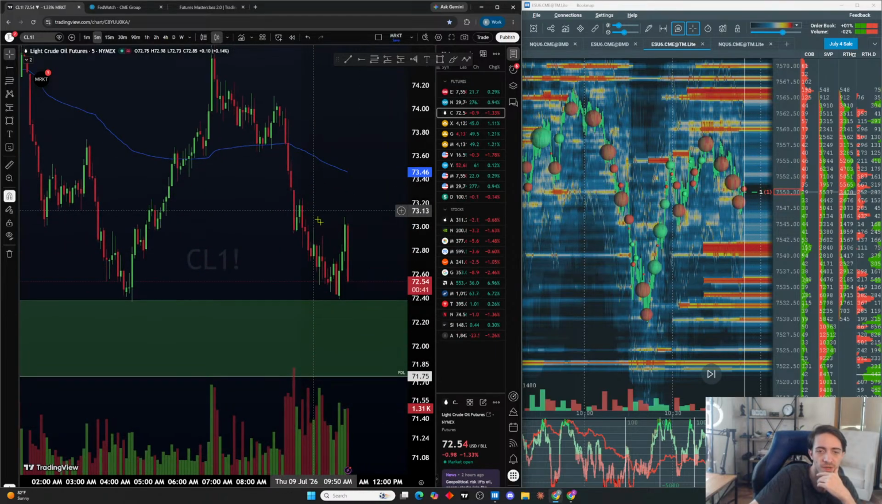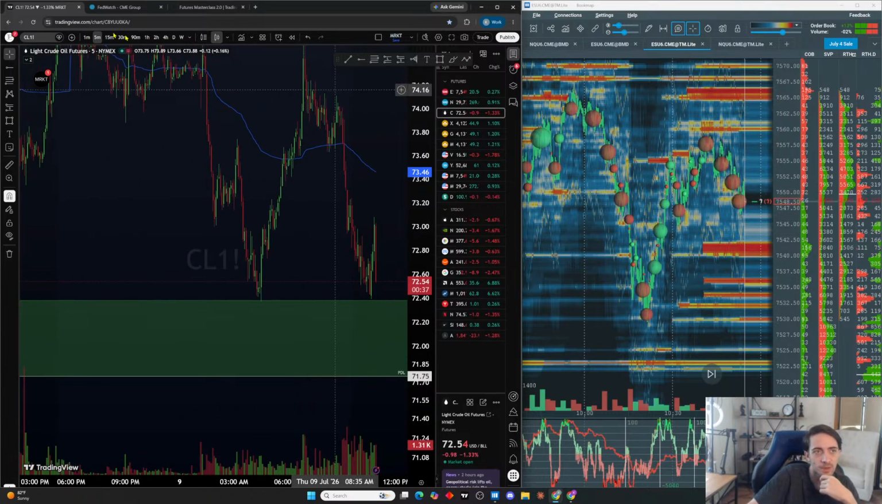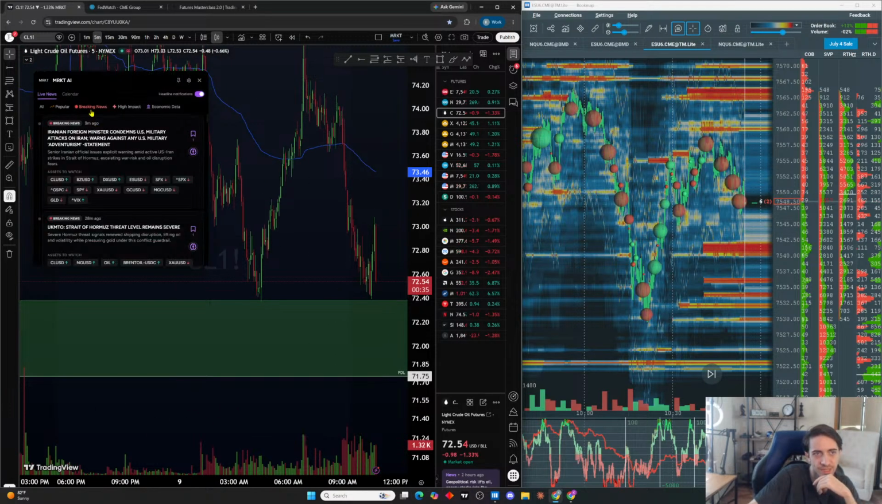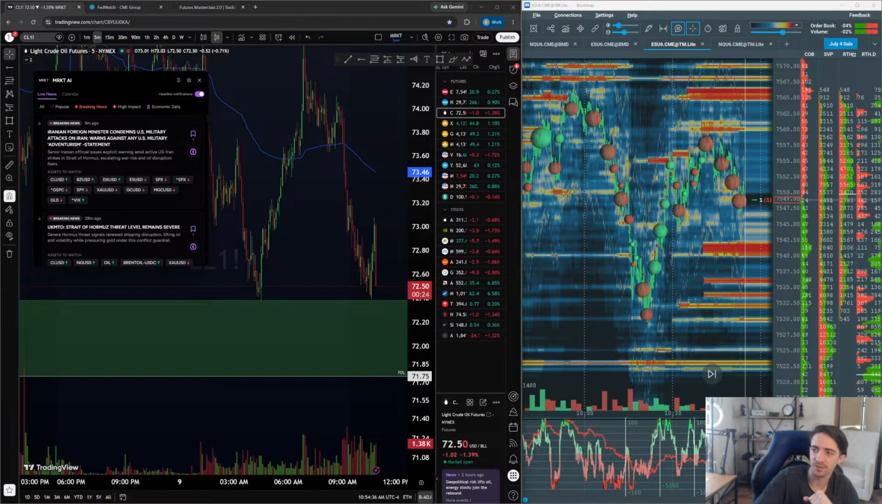Oil dropping. I wanted to see oil hold around 72.40, but we would really need to see some other headlines about Iran, about the war, about some possible hit to the oil supply, because what that's going to do is give us that pullback. That's going to give us a more bearish move.